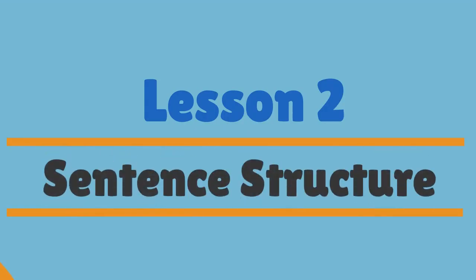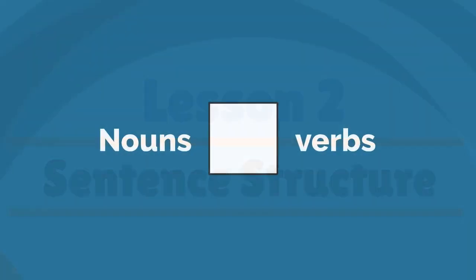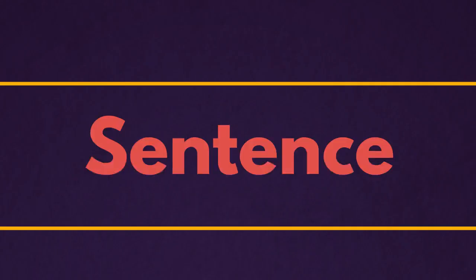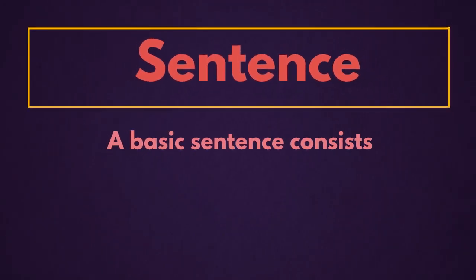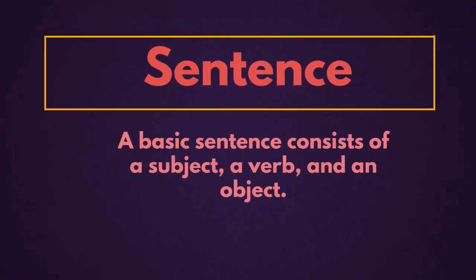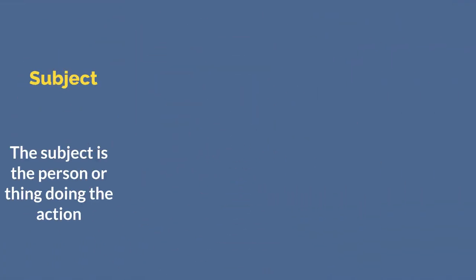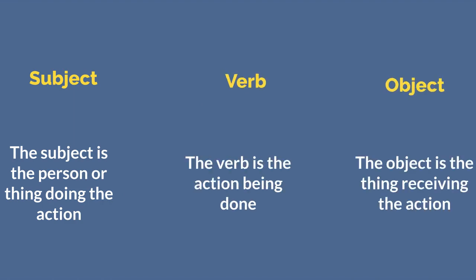Lesson 2, Sentence Structure. Now that you know about nouns and verbs, it's time to learn about sentence structure. A basic sentence consists of a subject, a verb, and an object. The subject is the person or thing doing the action, the verb is the action being done, and the object is the thing receiving the action.